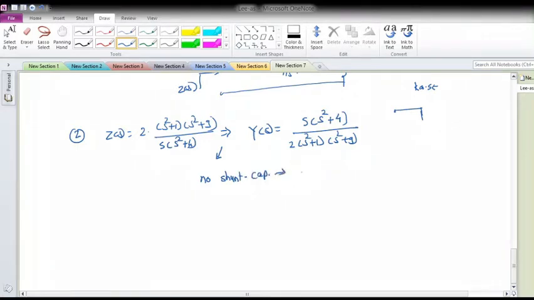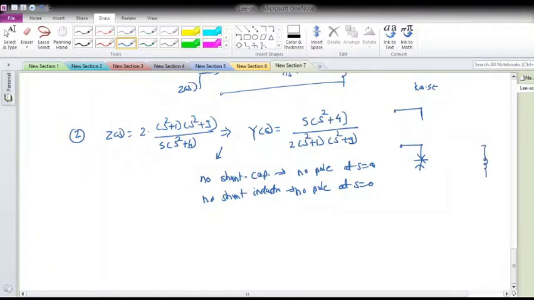Why? Because there is no pole at infinity. Also I observe that there is no pole at origin, which means there is no shunt inductor either. This is the reason that there will be neither a capacitor nor an inductor here. So now what is remaining? Let us do the partial fraction expansion.